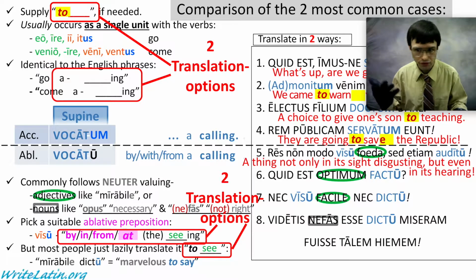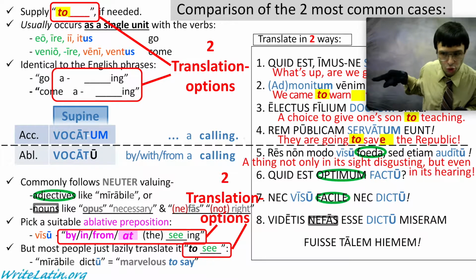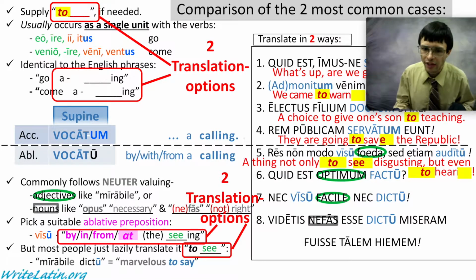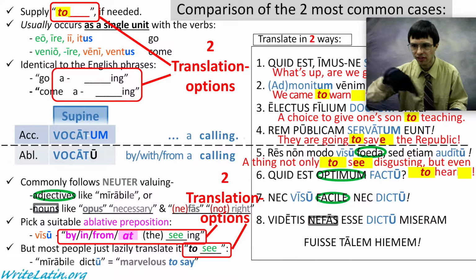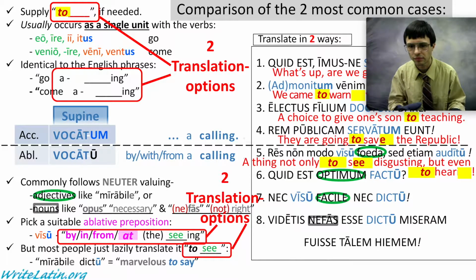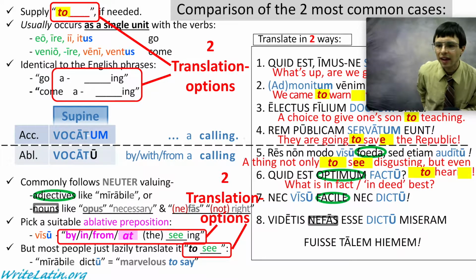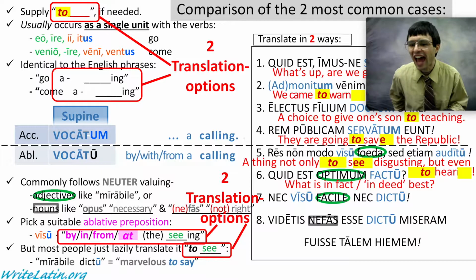And the other way you could translate it would be the common "to" translation. So a thing not only to see disgusting, but even to hear. That's a lot easier, isn't it? All right, next one. Now try to translate number 6 in two ways. Stop the video and start it when you're ready to see the answer. And the answer? What is best in fact, or indeed, in the doing of it? Or what is best to do?